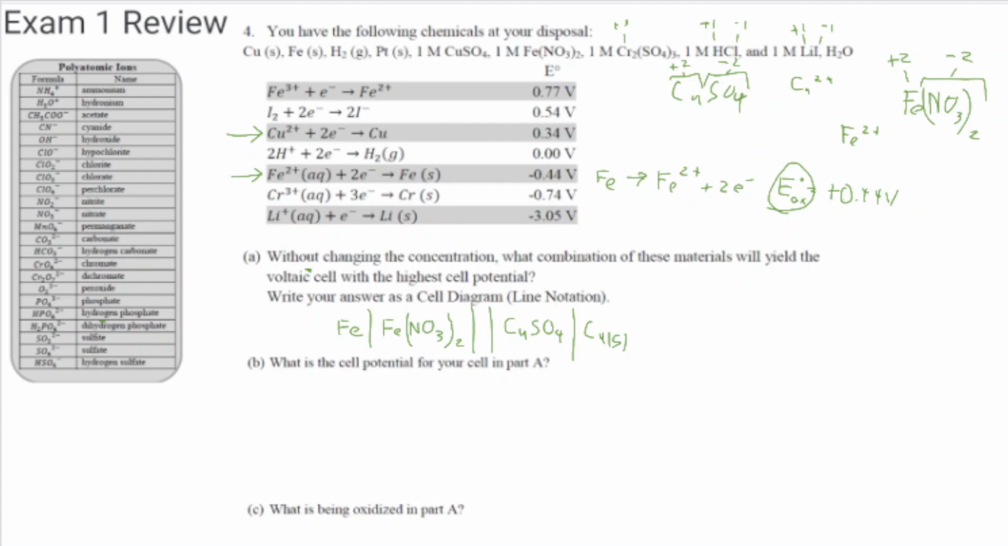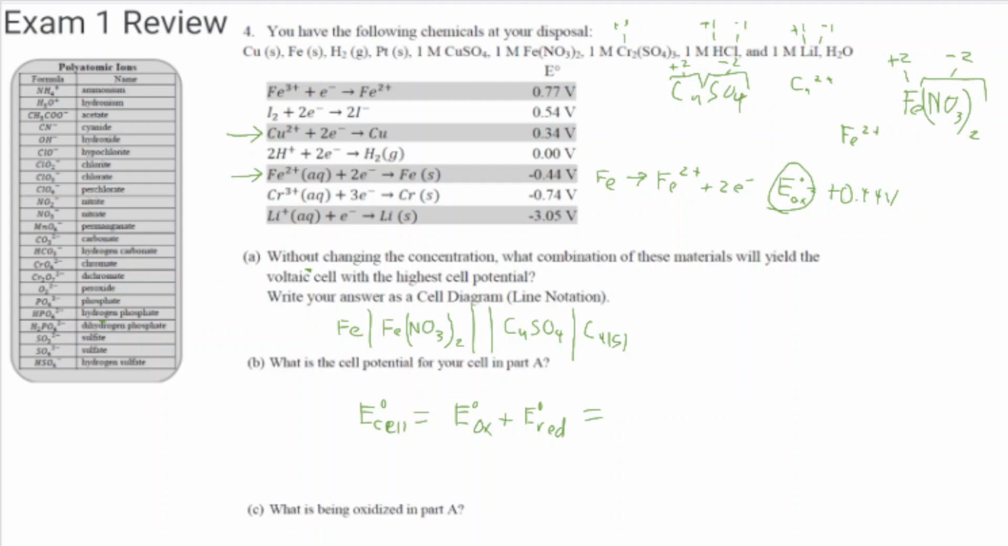All right, so that's one possible solution that you have here. Then we need to determine what our cell potential is for part A. So for our cell potential, this is just going to be normally written like that. So our standard cell potential is going to be the sum of our standard oxidation potential plus the standard reduction potential for our two half reactions. So in this case, we'll be pulling from over here, our standard oxidation potential for our iron was positive 0.44 volts, and then the reduction potential was a positive 0.34 volts. So we'll just write those out.